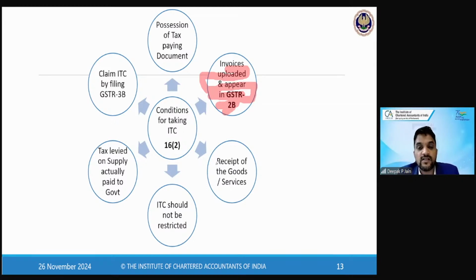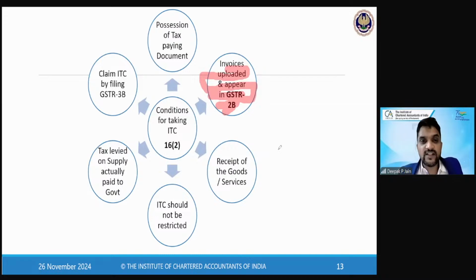Third condition is receipt of goods. You should have actually received the goods. One is the invoice. The first condition is tax paying documents. Second, just tax paying documents is not sufficient. If it is a case of goods, then you should show receipt of goods. Receipt of the goods is the third condition, that the goods should have been actually received.